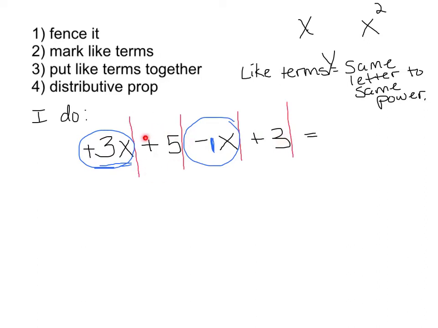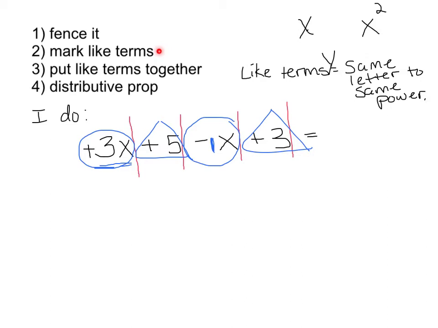Now I'm going to see if there's anything like this one. It is just a number, and this one is just a number. It's not a variable at all. It's not a letter at all. So those are like terms. So I'm going to put a triangle around those. And that's what I was doing there, marking the like terms.